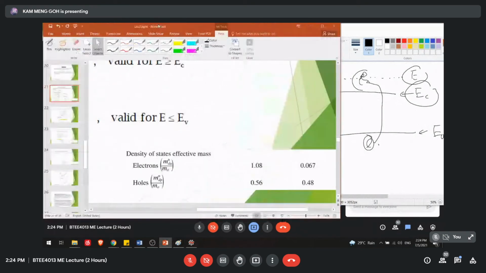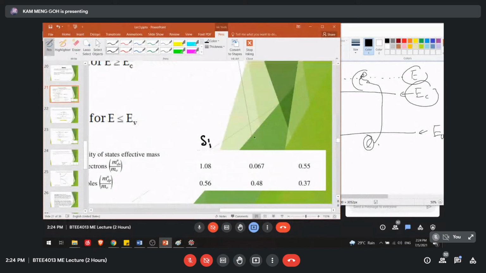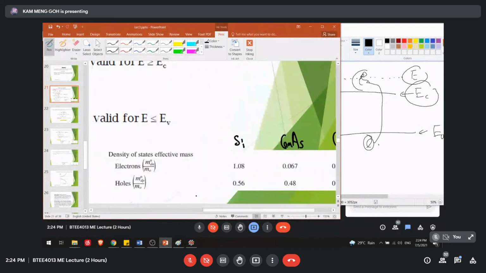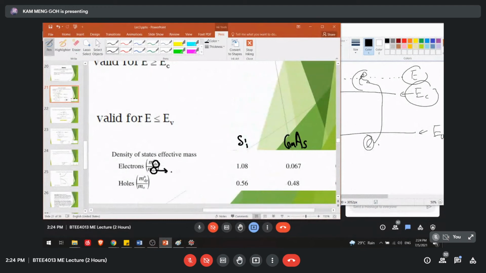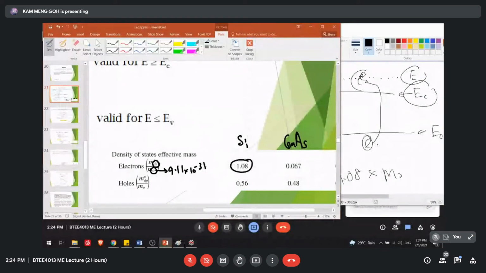So you can see that there are a few rows and columns here: silicon, gallium arsenide, and germanium. So in this case, M0 is the 9.11 times 10 to the power of negative 31, the original one. In order for you to calculate the effective mass Mn asterisk, you need to use 1.08 multiplied by M0. If the case is for the hole, you need to use M0, the mass of the electron, multiplied by 0.56. Okay, this is the concept.